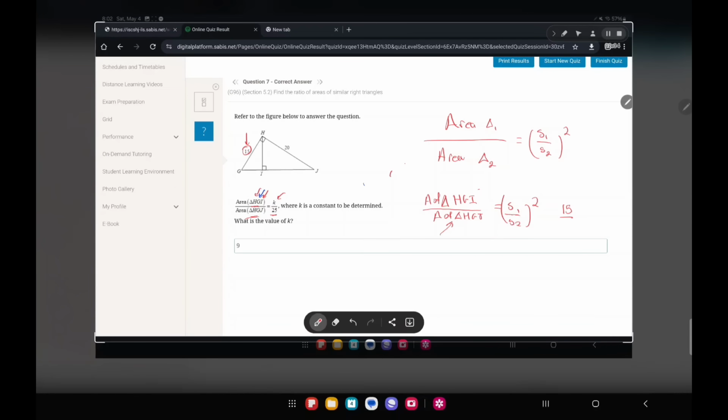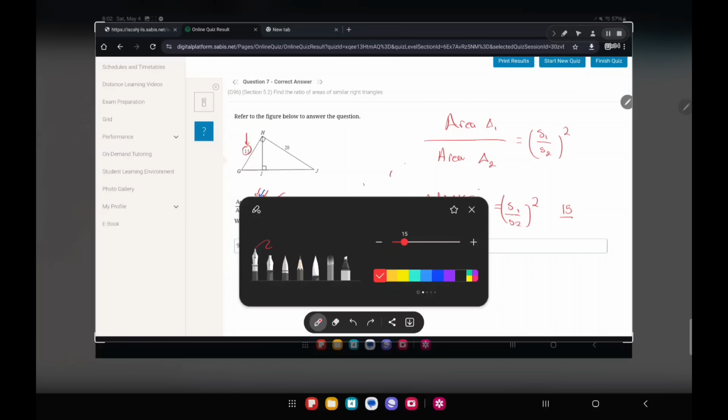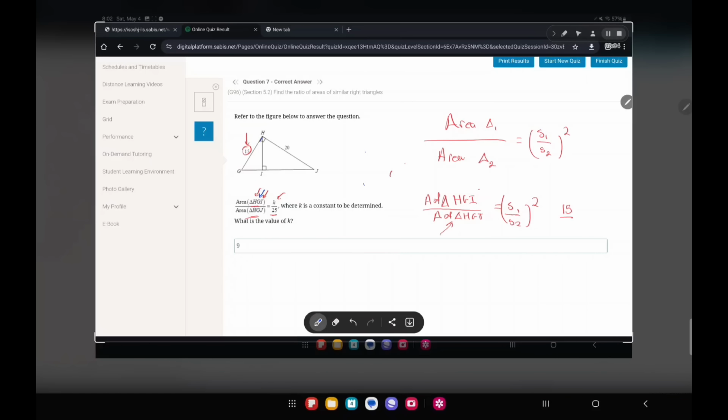That means I have to also take the hypotenuse of HDJ. Let me draw HDJ again in blue. That means I have to take the hypotenuse of this blue triangle also, because they have to be corresponding. You can't just pick any two random sides. So now HDJ, where's the hypotenuse? If the right angle is up here, the hypotenuse would be opposite it, so it's going to be GJ.